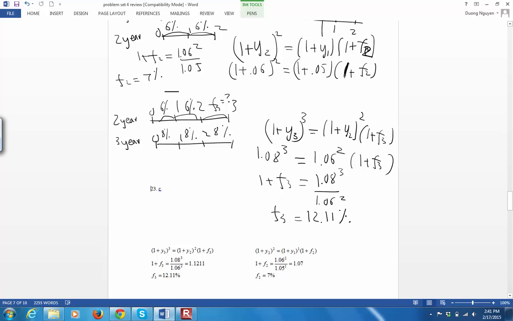Alright, so you can see that because the yield to maturity of the 3-year bond is higher than the yield to maturity of the 2-year bond, the interest rate in the third year has to be higher than 6%, which is equal to 12.11%.